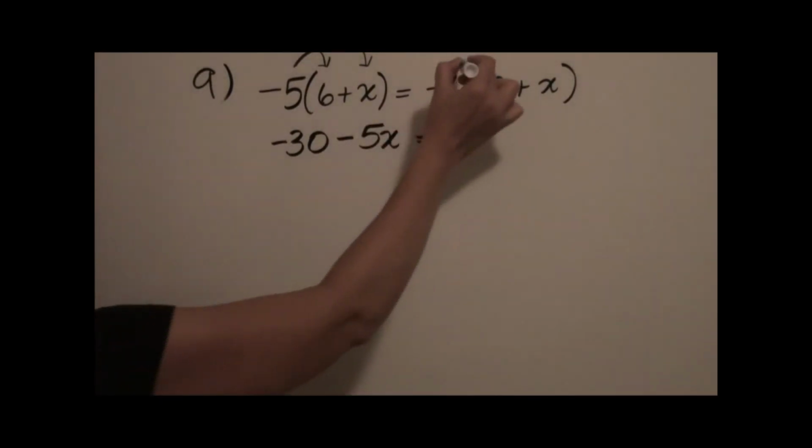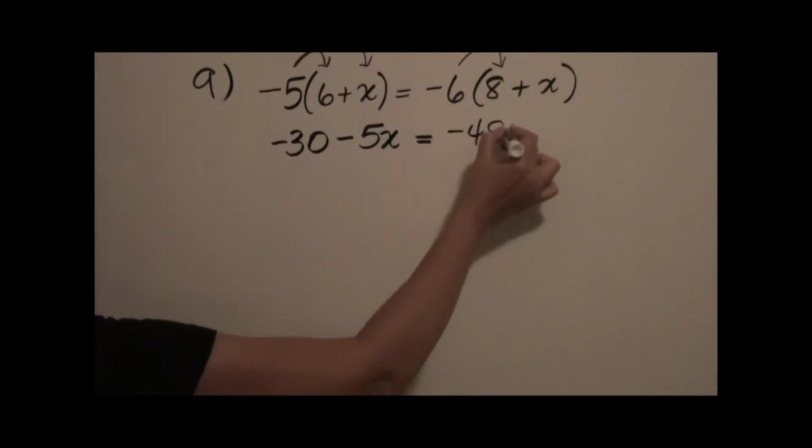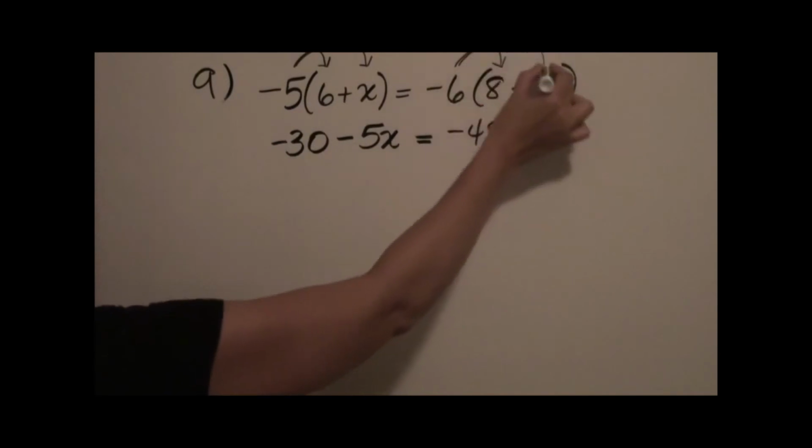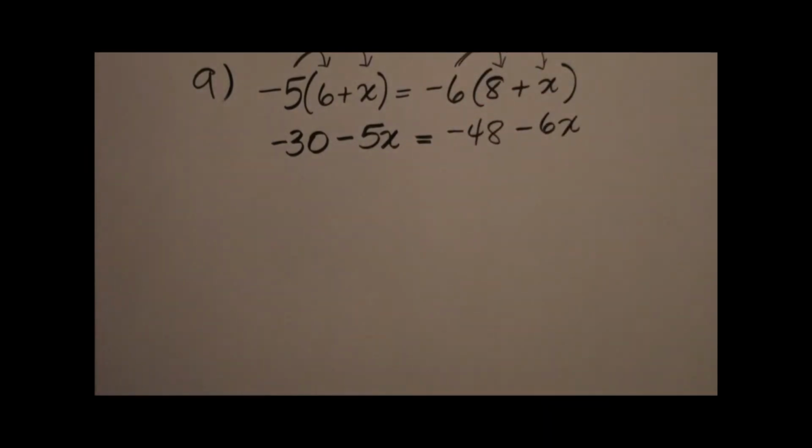On the right side, negative 6 times positive 8 gives me negative 48. Negative 6 times positive 1x gives me minus 6x. Now I've got a variable term and a constant term on the left side, a variable term and a constant term on the right side. I can't simplify either side, so I'm ready to start moving variables to one, constants to the other.